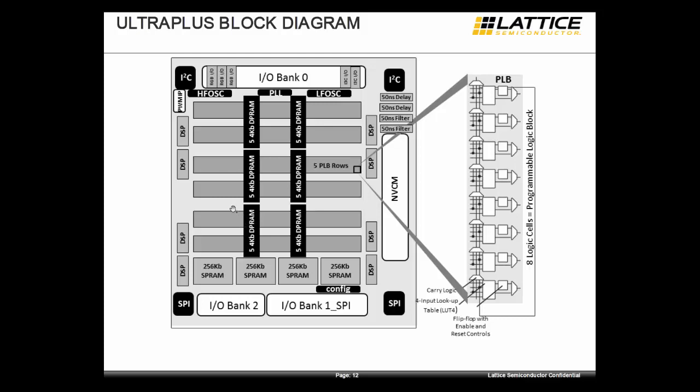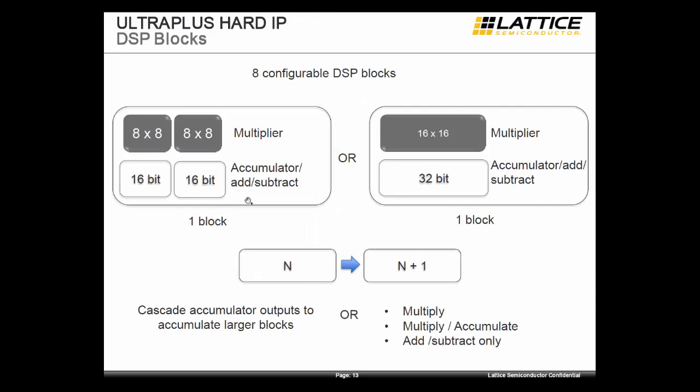There is a slide later on that shows the details of that as well. So as far as the DSP blocks are concerned, they are configurable blocks, 8 of them total available in each iCE40 device. There is a configuration where you could have 2 8x8 multipliers and 2 16-bit accumulators in one DSP block, or those can be combined to build a 16x16 multiplier and a 32-bit accumulator add and subtraction module.